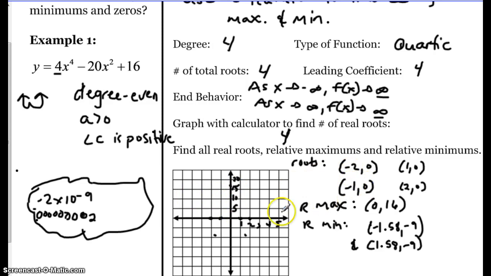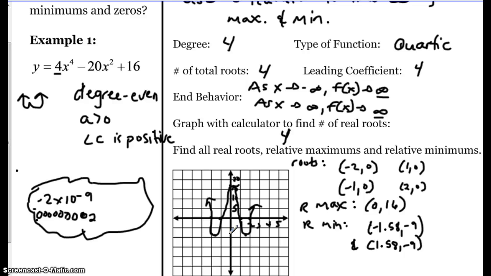So you graph your roots, -2, -1, 1, and 2. And then you graph your relative maximum. So 16 would be approximately here, maybe a little bit lower. And then your relative mins, -1.58 would be a little bit more than halfway to -2 here, and then -9 would be approximately there. And then 1.58, -9. Once you do that, then you draw your curve like it looks in the calculator. Okay, and it would look something like this when you graph it.